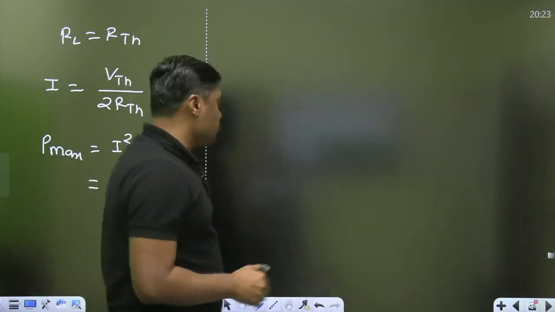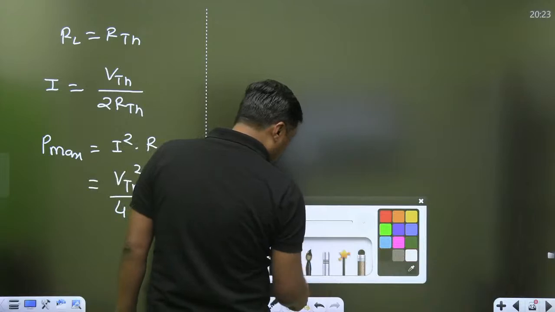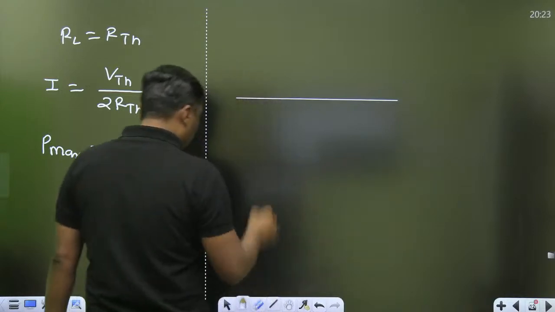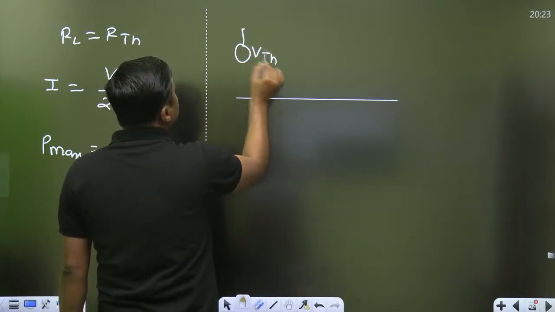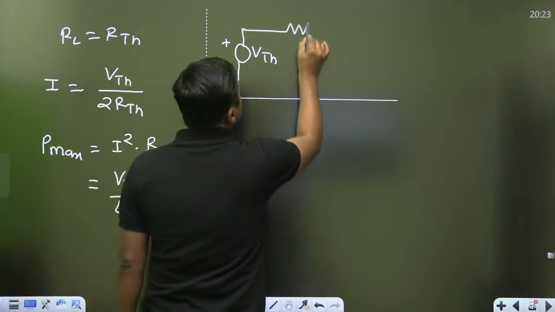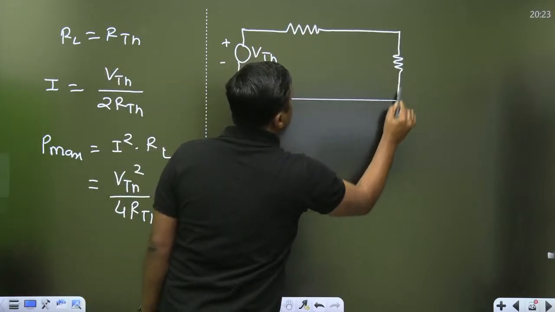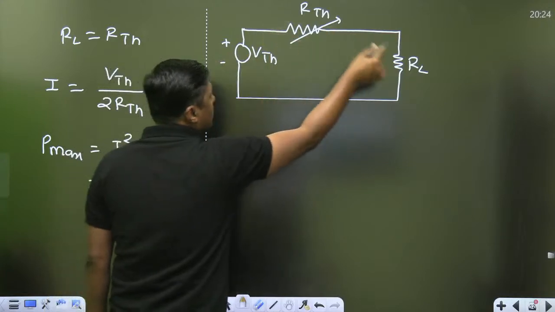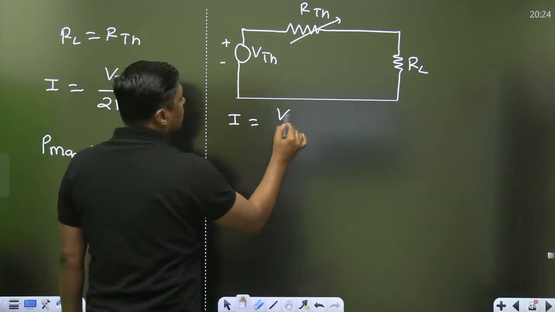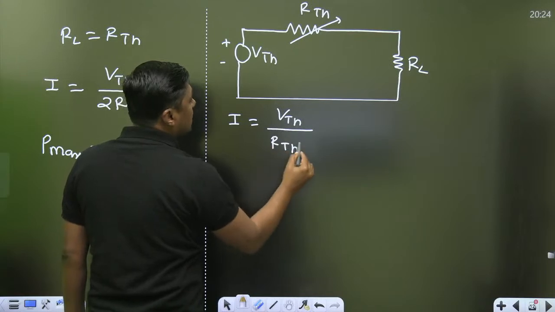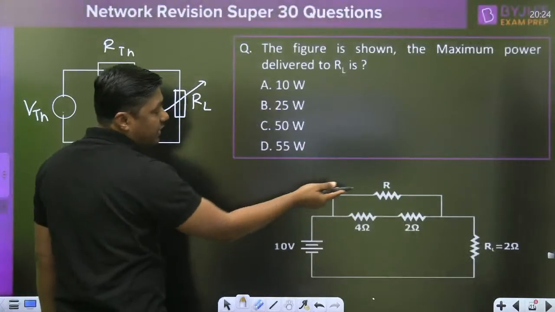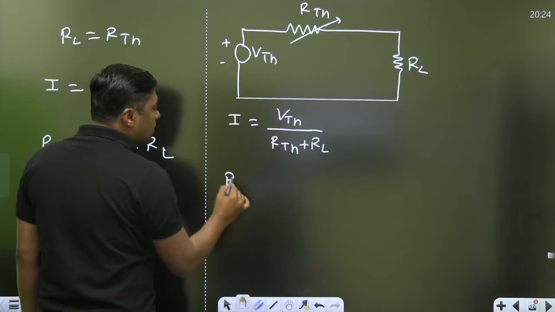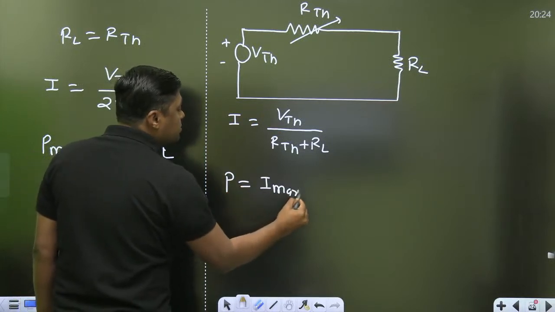But when the RTH is variable, what will happen? When the RTH is variable, always remember the power. If this is the VTH, this is the RTH, this is variable, then there should be a maximum current through RL. So what is the current here? VTH by RTH plus RL. What should be the value of RTH? All are passive elements. This should be equal to what? 0. Then we are getting the maximum current, and the power will become I maximum square into what?